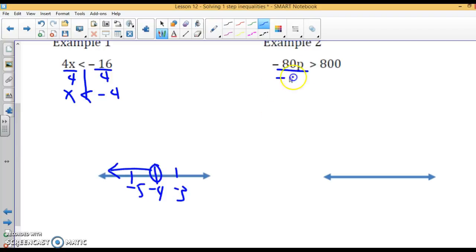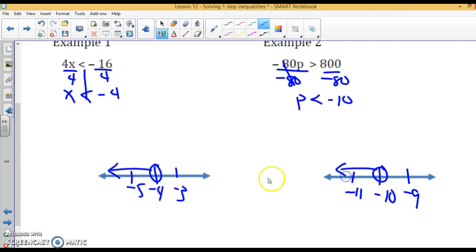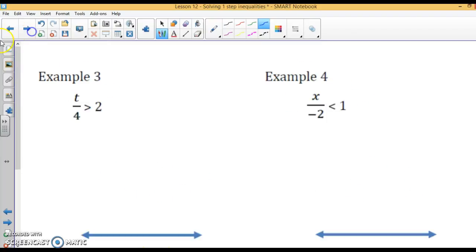This one, divide both sides by -80. So I'm going to have p is. Now, we divided by a negative, so we need to switch our inequality. P is less than -10. Open circle, shaded left. Graph, don't forget to switch if you multiply or divide by a negative.